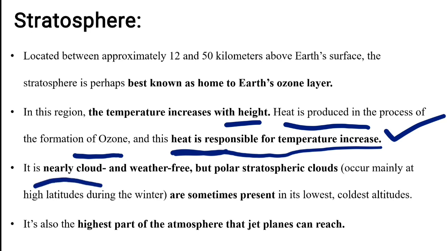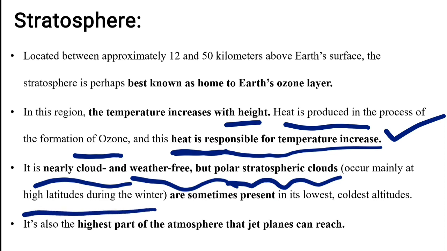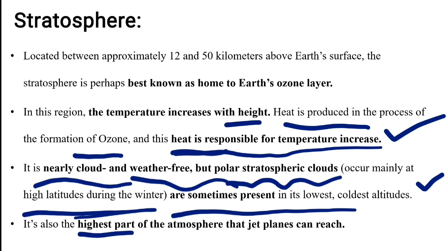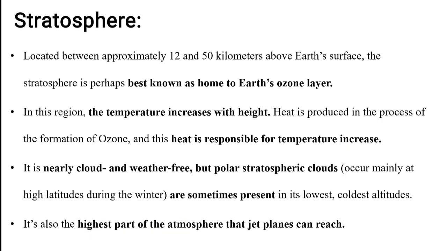Then it is nearly cloud and weather free, but polar stratospheric clouds occur mainly at high altitude during winter, sometimes present in the lowest and coldest altitude. It is the highest part of atmosphere that jet planes can reach. Jet planes can't go above the stratospheric layer.